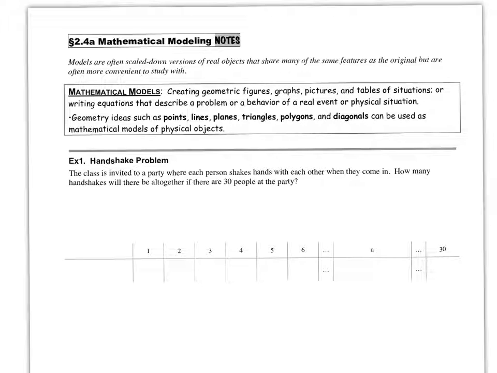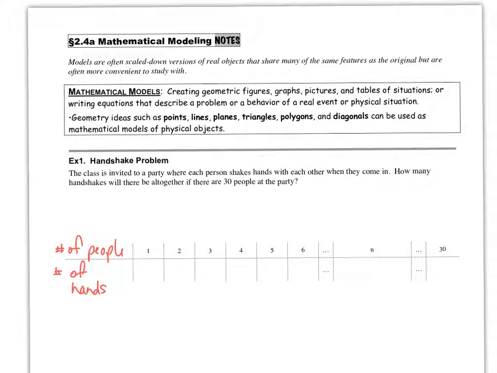So on the very first one, the class is invited to a party where each person shakes hands with each other when they come in. How many handshakes will there be all together if there are 30 people in the party? So understand that the very top line is the number of people. The bottom part, your values, are the number of handshakes.